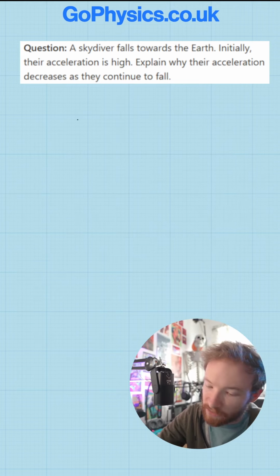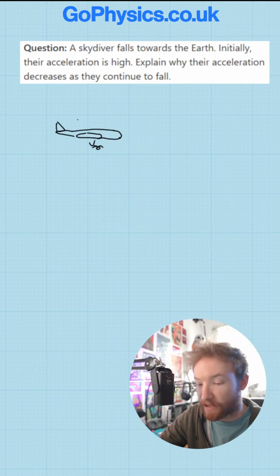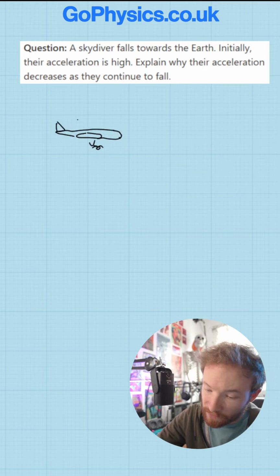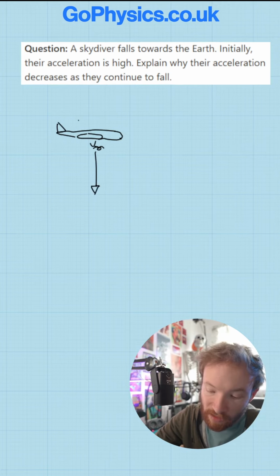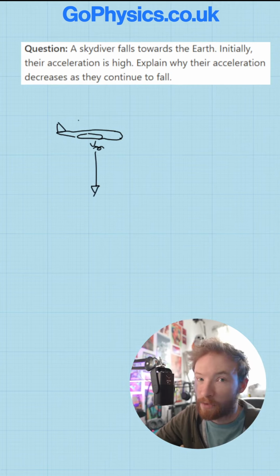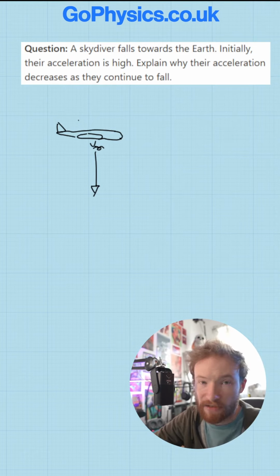You have a skydiver in a plane, and they've just jumped out. Now, initially, when you first leave the floor of the plane, they're going to have a weight acting downwards only. That's going to be the only force acting on their body, because they haven't started to move downwards, so they only have the accelerative force downwards due to weight.